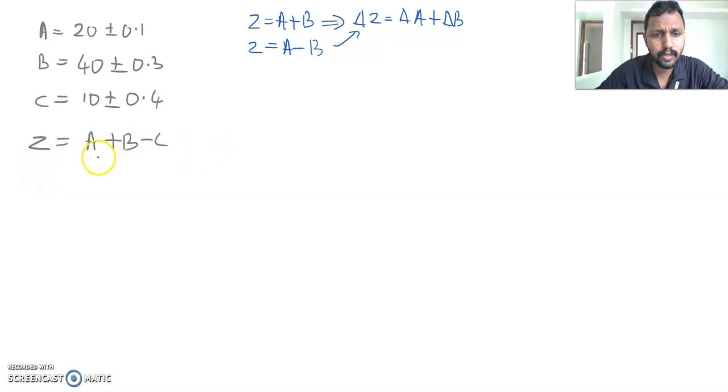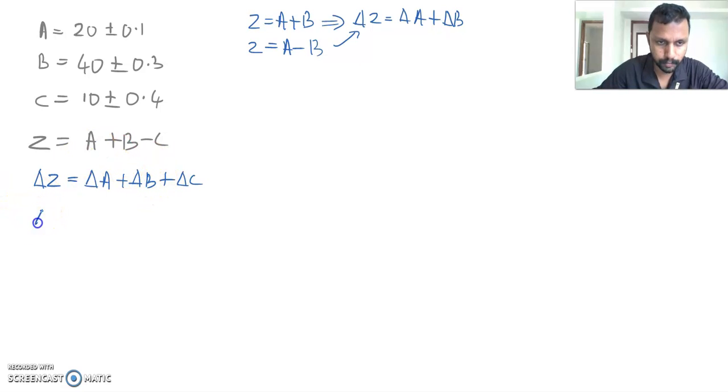Therefore, if Z is equal to A plus B minus C, can you guess the formula for finding delta Z? Yes, it will be delta A plus delta B plus delta C. Whether you are adding or subtracting physical quantities, the error will always get added up. That is the key thing we have to understand here.